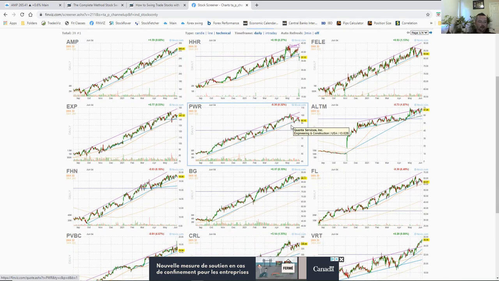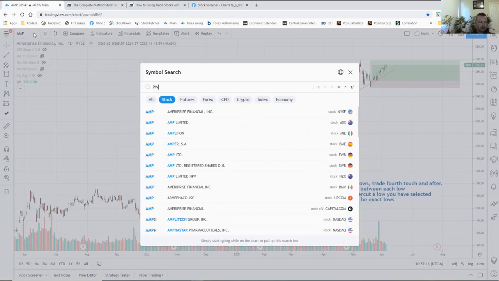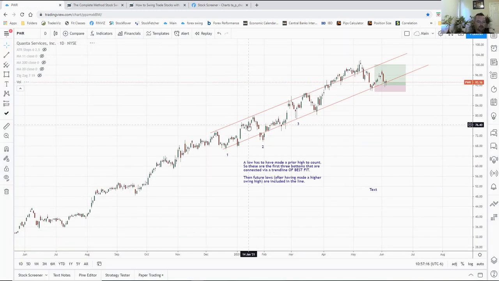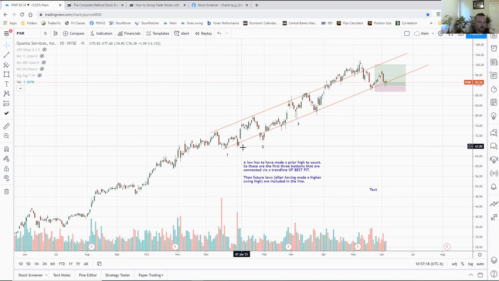Power is another one. It's kind of pulled back to its trend line, but was another good trend channel possible trade. 1, 2. This is not 2 because it hasn't made a higher swing high. Right? Because it pulled back. This is just the movement up. In order to get a second point, we need to make a higher swing high and then pull back again. Here we make the higher swing high, pull back. New high, pull back. Then we can start looking for entry points.